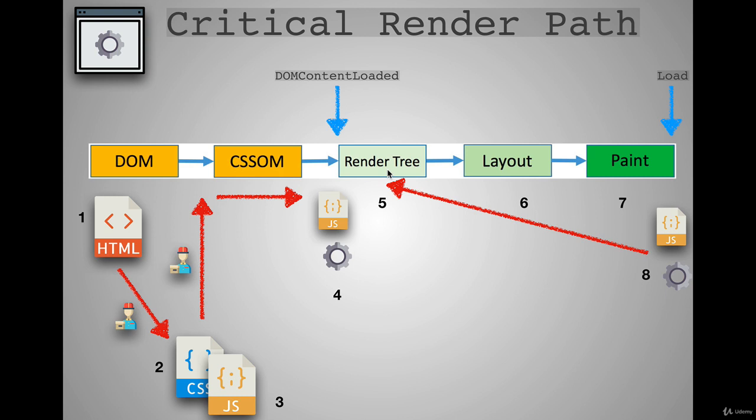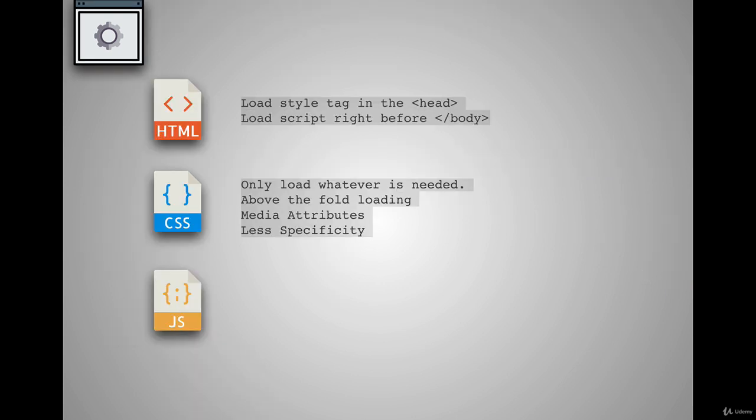So with that in mind, it makes sense that we want to make them as lightweight as possible so that the user sees something as soon as possible. And with the CSS over here, there's just a few things that we need to consider. We want to only load whatever is needed. We want to possibly incorporate above the fold loading. We want to add media attributes, and we want to get less specificity to improve performance. Let's get into that one by one to show you what I mean.